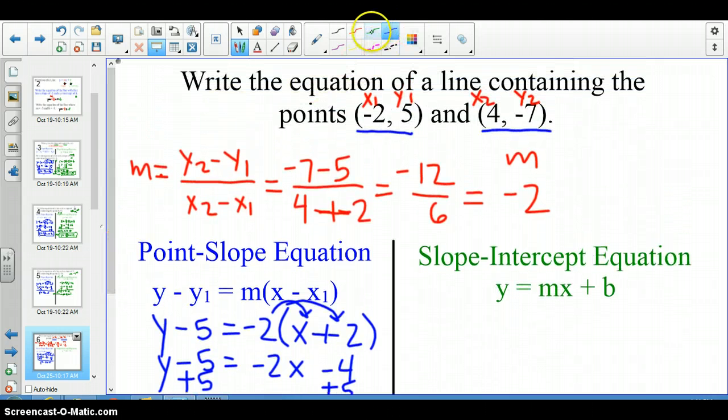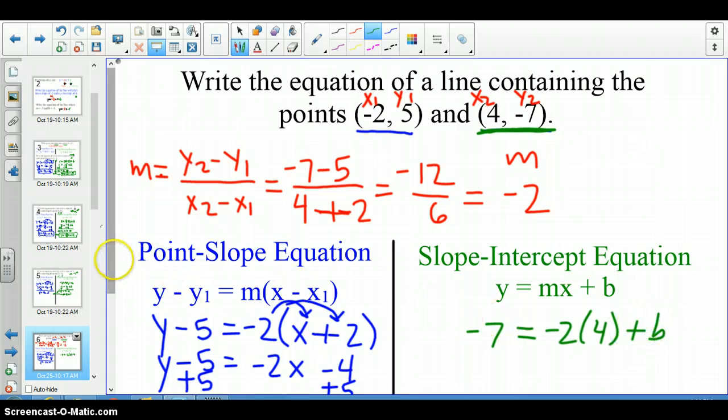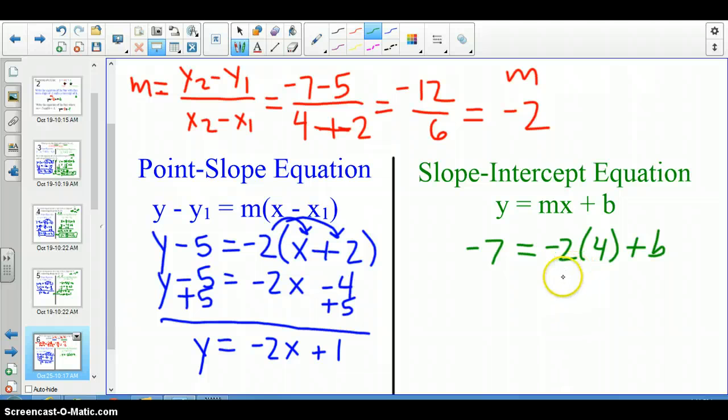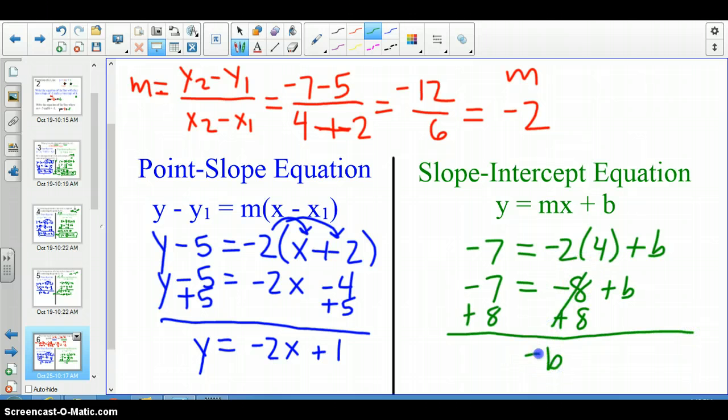Now, I'm going to go over and do the slope-intercept form, solving by using x2 and y2. So y is -7 equals my slope -2 times x, well x2 is 4, plus b. So -2 times 4 is -8. And then add 8 to both sides. And you get b equals 1.